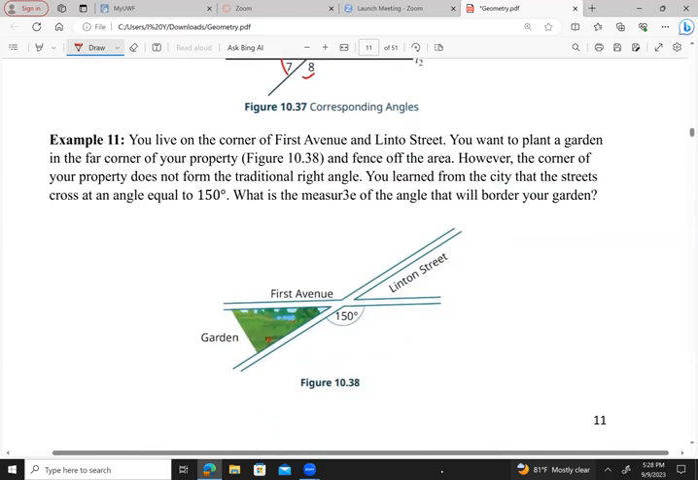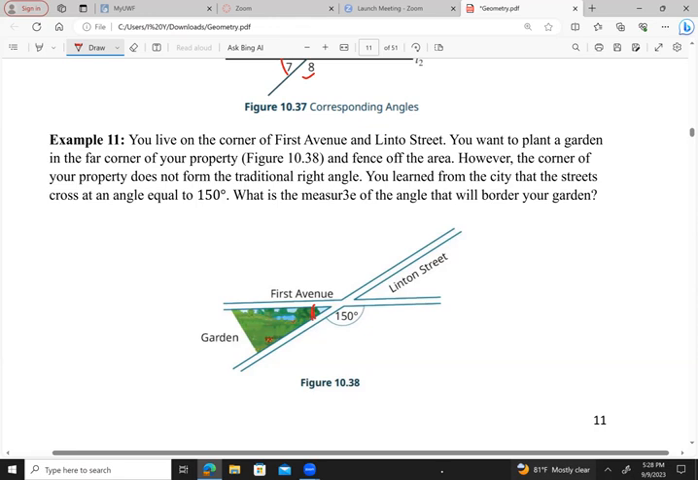So you live on the corner of First Avenue and Linto Street. You want to plant a garden in the far corner of your property and fence off the area. However, the corner of your property does not form the traditional right angle. You learn from the city that the streets cross at an angle equal to 150 degrees. What is the measure of the angle that will border the garden?